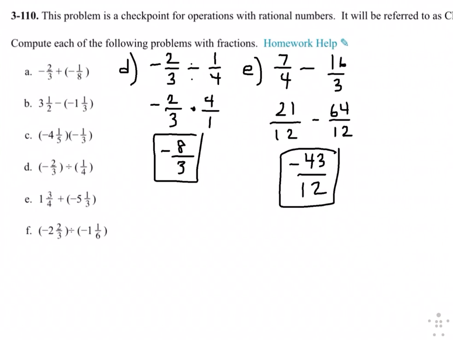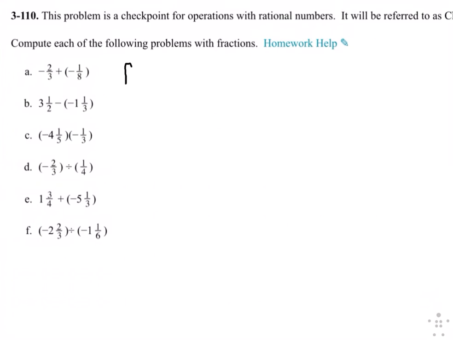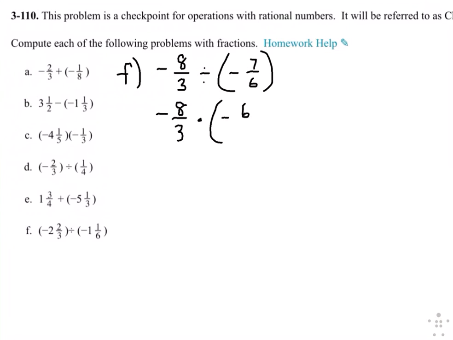And F, let's do F. Make some space. F, we have negative 2 2/3, that's negative 8/3, divided by negative 1 1/6, which is negative 7/6. So that's negative 8/3 times the reciprocal, negative 6/7ths. We can cross cancel. The 3 and the 6 leaves a 2, right? And a 1, right? Negative times negative is positive. So 8 times 2 is 16 over 7. And we can leave it as an improper fraction.